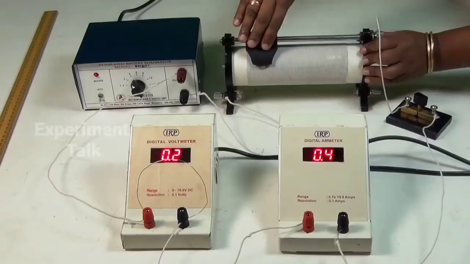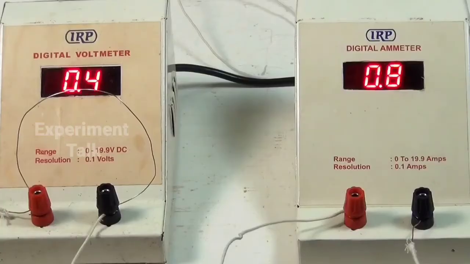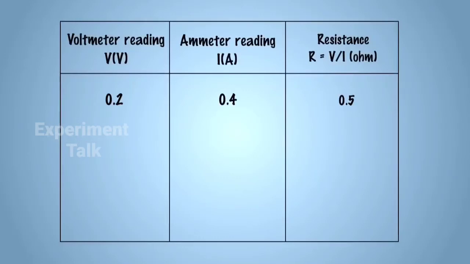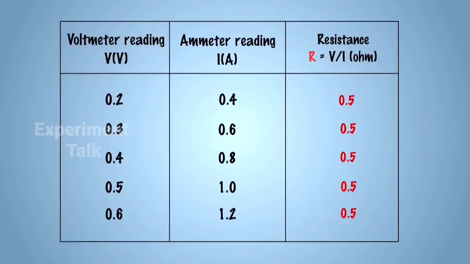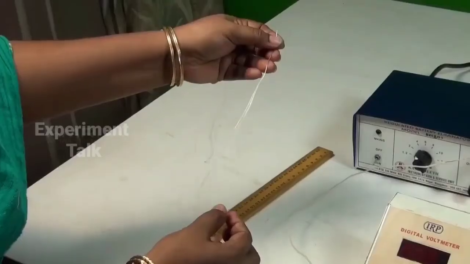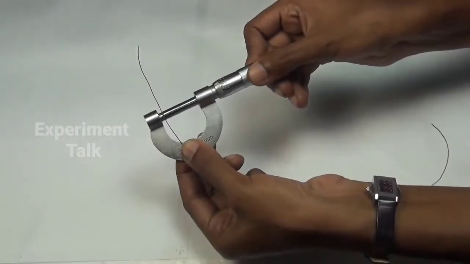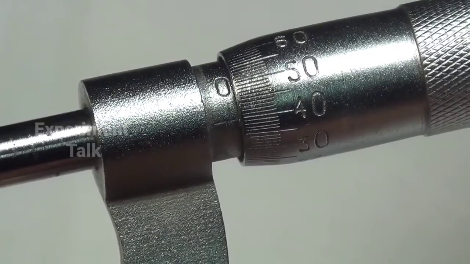Repeat the experiment by changing the rheostat slider position. In each case, V by I is calculated, which gives the resistance R of the resistor, and it is found to be a constant. Cut the resistance wire at the points where it leaves the terminals, stretch it and find its length by the meter scale. Measure the diameter of the wire using the screw gauge.